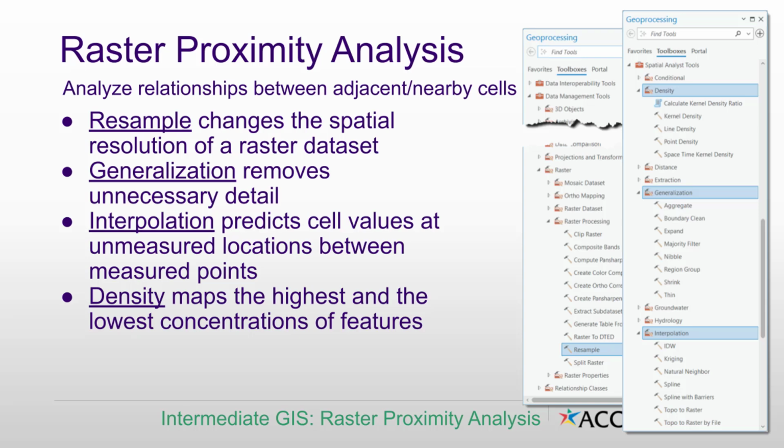Generalization removes unnecessary detail. Interpolation predicts cell values at unmeasured locations between measured points. And density maps the highest and the lowest concentrations of features. You can find generalization, interpolation, and density geoprocessing tools in the Spatial Analyst Tools toolbox in the Density, Generalization, and Interpolation tool sets. Let's explore each of these raster proximity analyses, starting with resample.